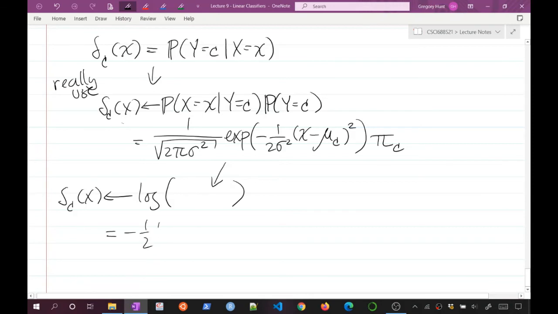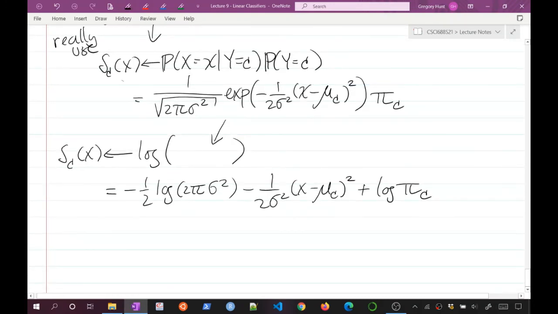We get negative 1/2 log of 2 pi sigma squared, minus 1 over 2 sigma squared times (x minus mu c) squared, plus log pi c. We can ignore the first term because it doesn't depend on c, so you could always just add it on, or equivalently think of it as a monotone transformation. And so we can ignore it.